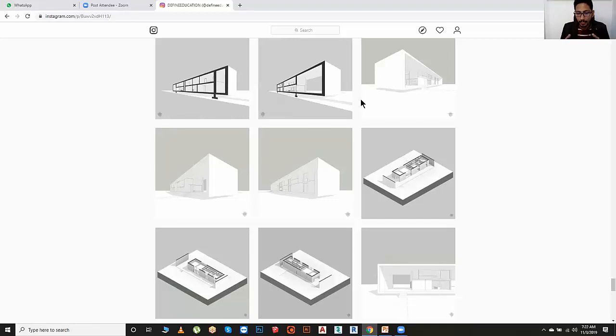BIM should come from the client perspective, and it should be from the consultant side as well. The architect, the structural engineers, the MEP designer, all these people have to implement BIM in their own workflow rather than just working on CAD drawings. They have to implement BIM, they have to understand BIM, and they have to take proper education on how BIM should be done.